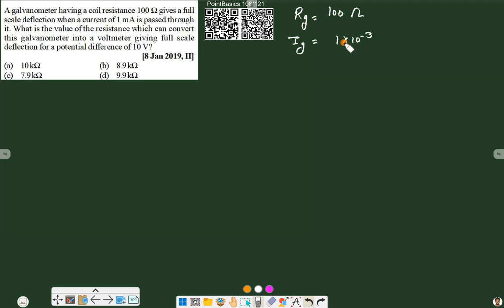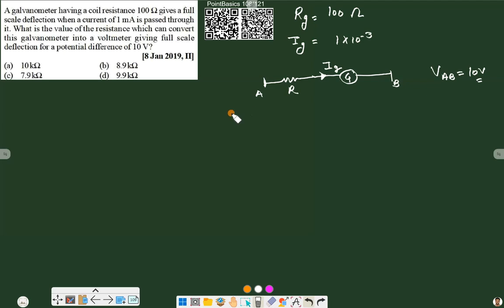Now we have to convert it into a voltmeter having a range of 10 volts. So our circuit will look like this, and in case of a voltmeter we attach resistance in series with galvanometer. So suppose we add a resistance R, we have galvanometer here, and the maximum current that can flow is equal to Ig, and this is suppose point A and point B. It is mentioned that VAB is equal to 10 volts.